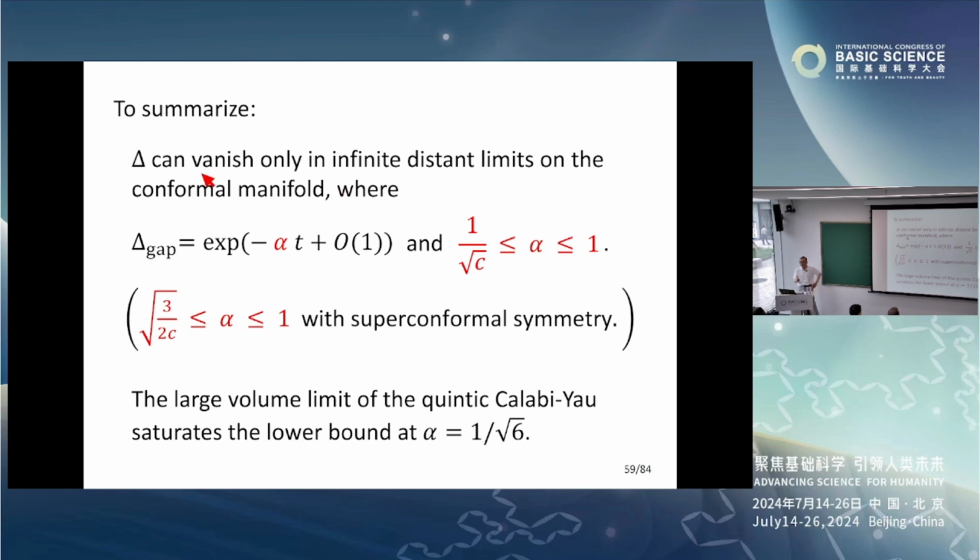So to summarize, we show that the gap delta can vanish only in the infinite distance limit in the conformal manifold. And there, when it happens, the gap decays exponentially and the coefficient is bounded like that. And in fact, the large volume limit of the quintic Calabi-Yau manifold saturates this lower bound. I said that it was mysterious that alpha is 1 over square root of c in the large volume limit of the quintic Calabi-Yau. But this can be explained as the lower bound here, because c is 9 for the Calabi-Yau sigma model, and it's 1 over square root of 6.